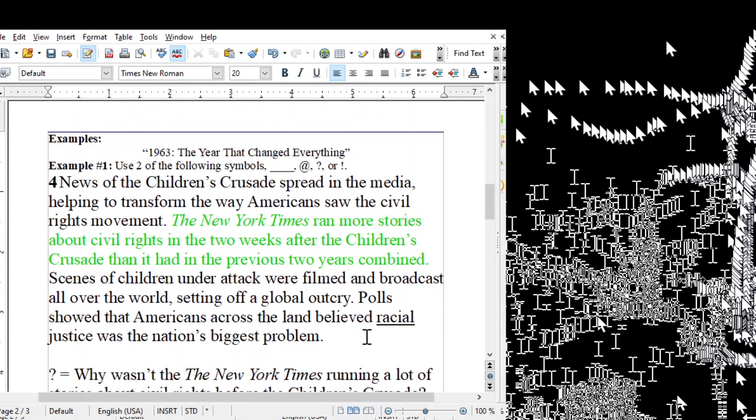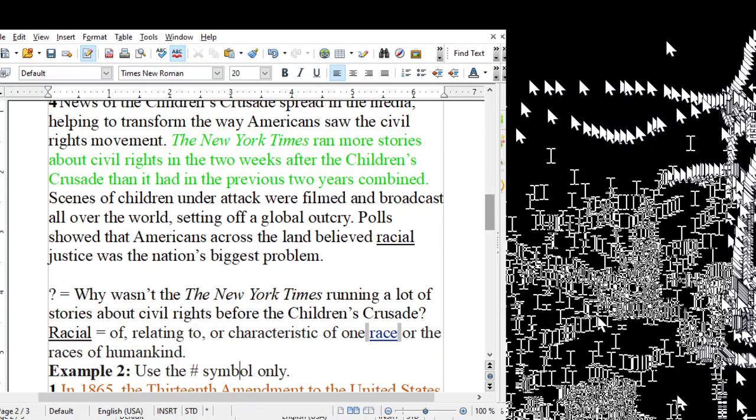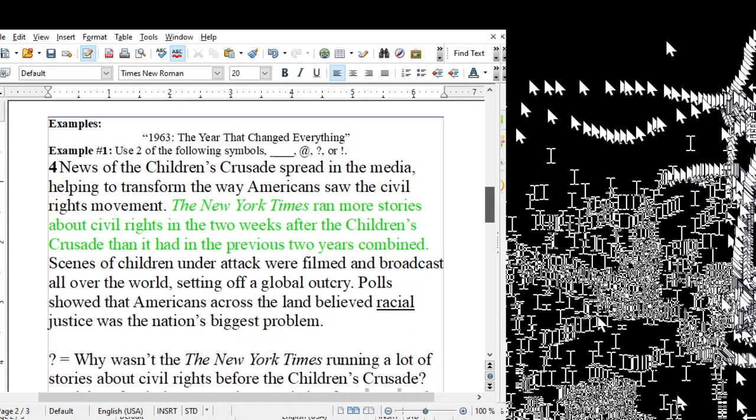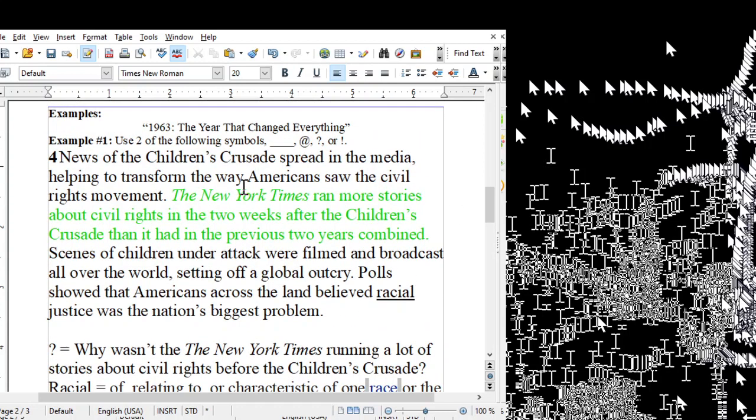After I read this sentence right here, I said, I got a question. So I used the question mark, and I typed my question down here. So the directions said only to use two of the following symbols. So I decided to use the question mark and the underline. You can pick any two that you want. So this is how you would annotate a paragraph if I told you just to use two of the following symbols. So I did it for you.